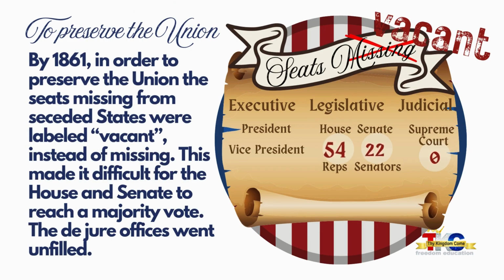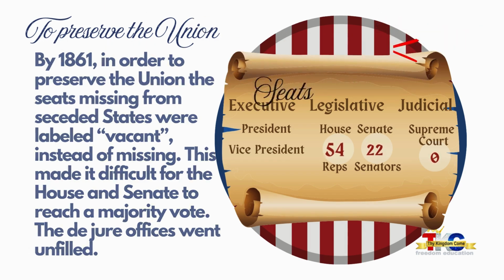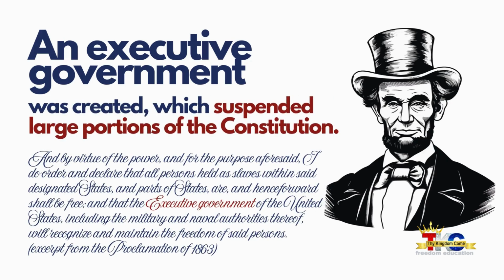By 1861, in order to preserve the Union, seats missing from seceded states were labeled vacant instead of missing. This made it difficult for the House and Senate to reach a majority vote. The de jure offices went unfilled. An executive government was created which suspended large portions of the Constitution.